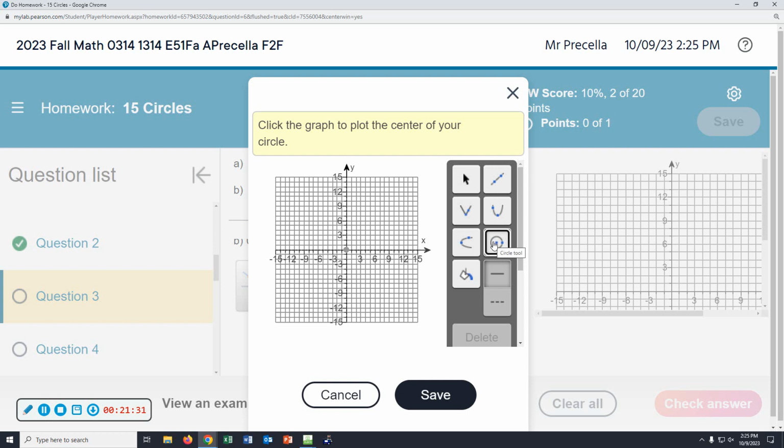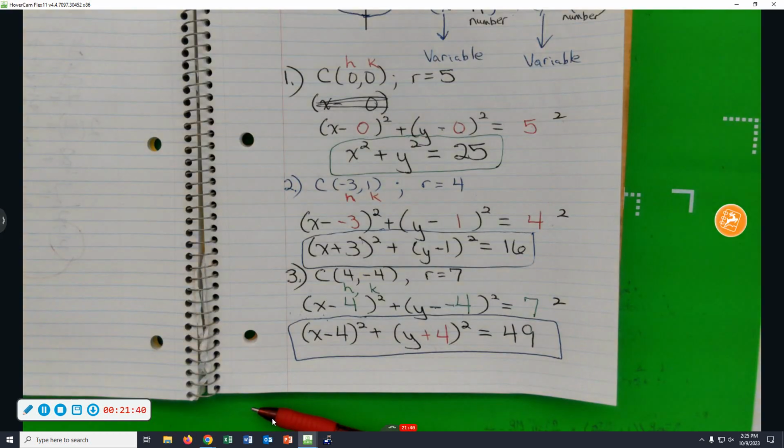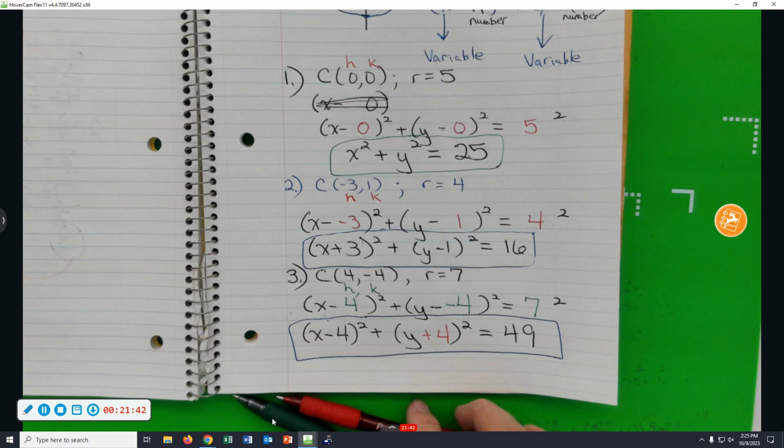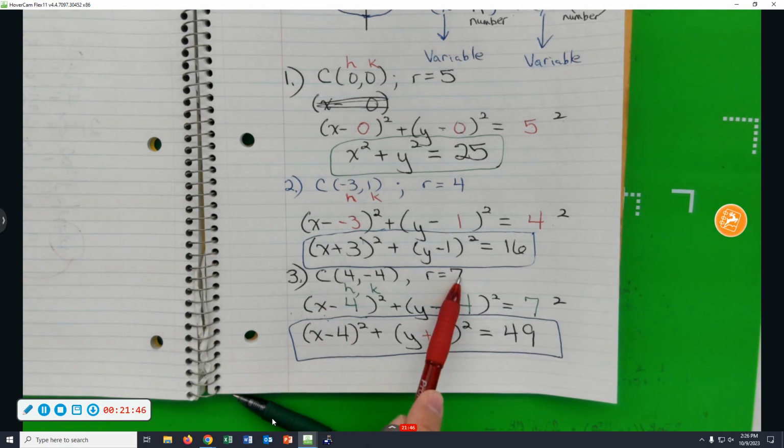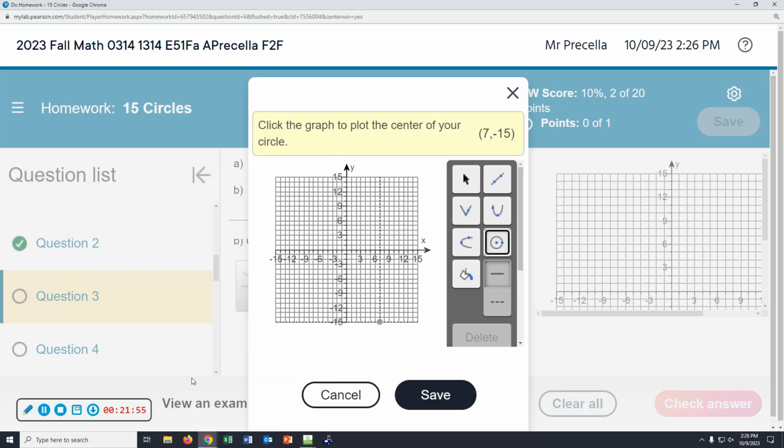Realize something else. They could have asked you to draw the graph and then find the center radius form. You're not using the equation. When you're drawing this graph, you're not using the equation that you found. What are you using? You're using the center and the radius. So they could have told you, draw the graph and then find the equation. But going back. So the center was what? 4, negative 4. Oops, 4.